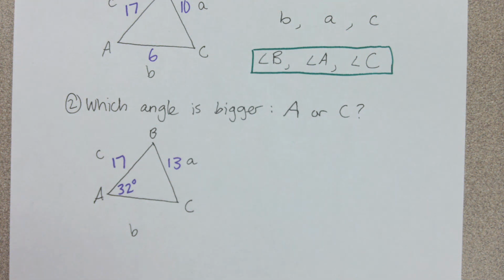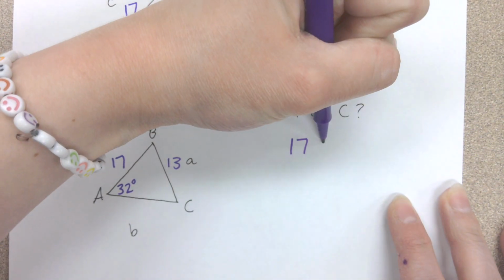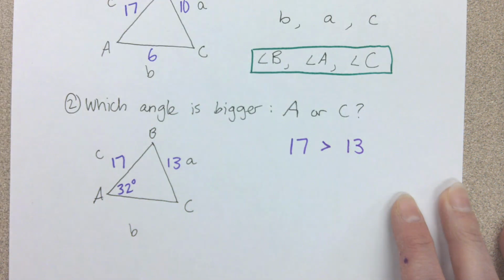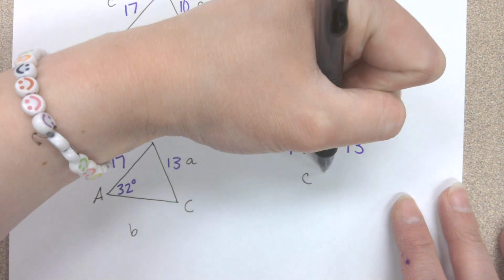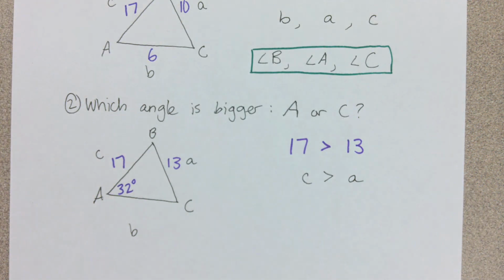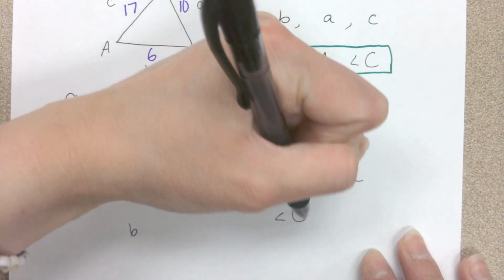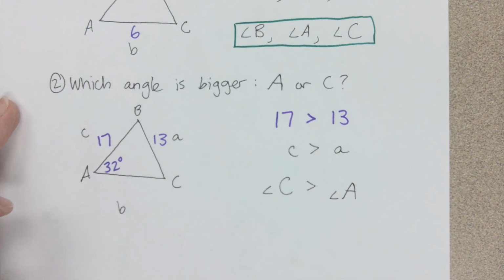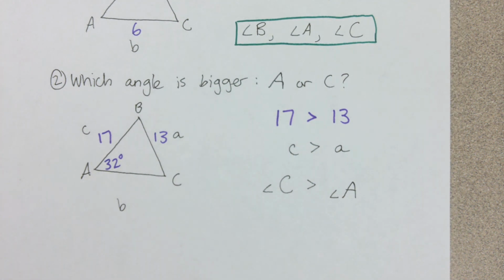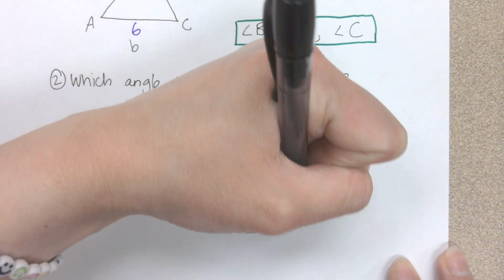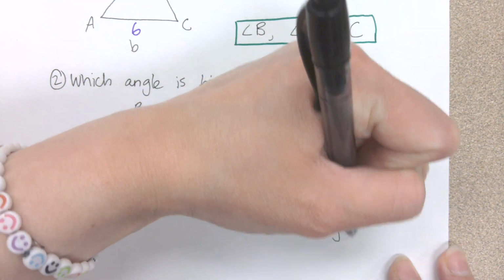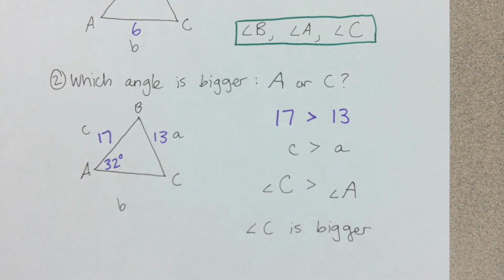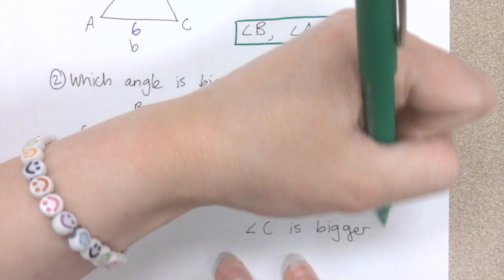So I'll write out an explanation for those who need it. 17 is greater than 13. If we correspond that with their sides, that means side C is greater than side A, therefore the angles, same thing. Angle C is greater than angle A. Angle C is bigger. If you can figure that out, you're going to make your life easier. That's what I want you to be able to do.